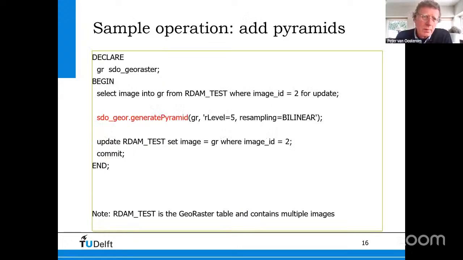Okay, sounds maybe complicated. Also how to use it and how to create it. Luckily, there are some tools that help you if you load an initial image, that there is a function called generate pyramid where you specify the number of levels you want and also how the values are propagated upwards in the pyramid. In this case, it's bilinear resampling to create the pyramid.